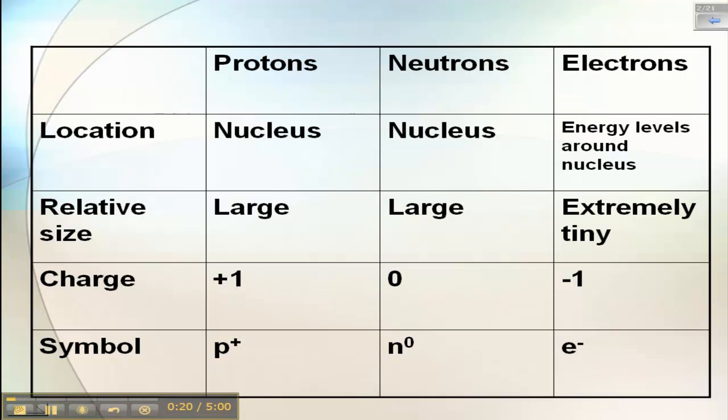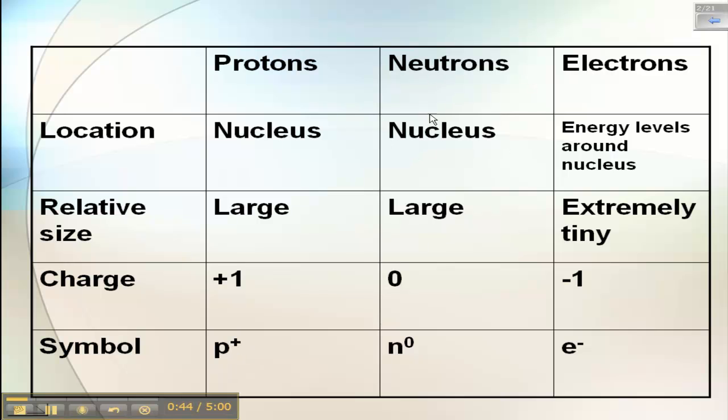So in your notebook, you should have this information. So protons are here in this first column. They are located in the nucleus. Now, comparatively speaking, they are pretty large particles. Their charge is +1, and we use a P with a little plus sign. That's kind of my symbol. You may not see that everywhere, but that's what I use.